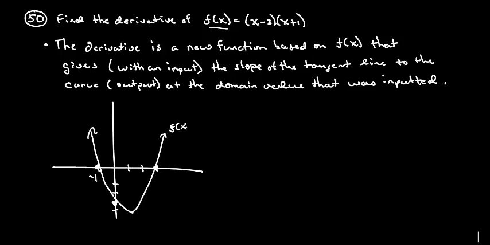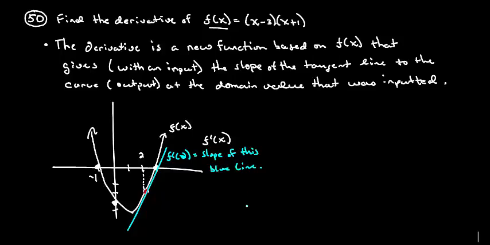So this is f of x. Well, f prime of x is a whole new function. It's related to f, but it's a whole new function. What does it give us? If we give it a specific x value, like let's say 2, and we go down and find where 2 hits the graph, and then we draw in a tangent line, f prime at 2 is equal to the slope of this blue line.